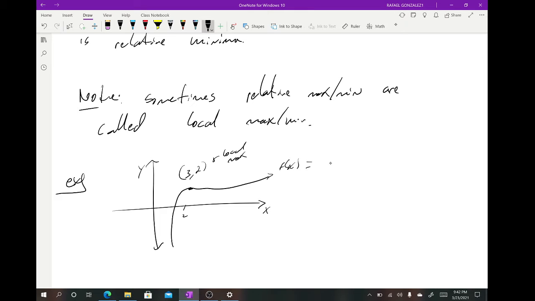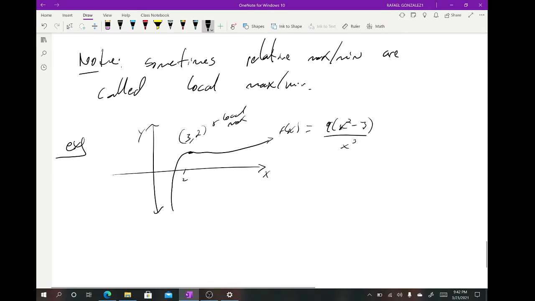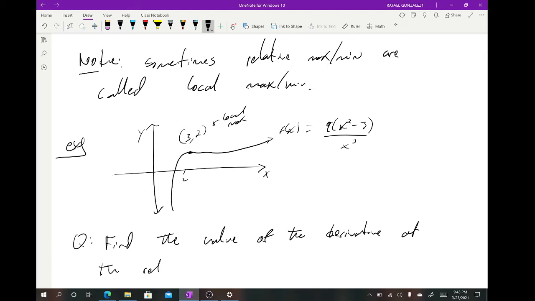We are also told that f of x is equal to 9 times x squared minus 3 divided by x cubed. And the question is to find the value of the derivative at the relative extreme value.